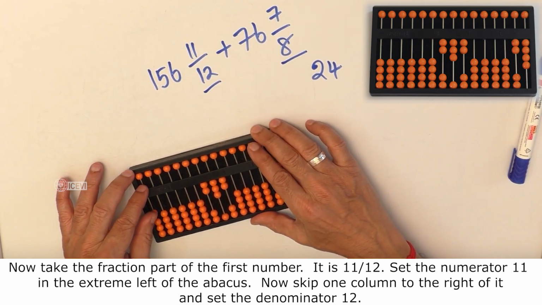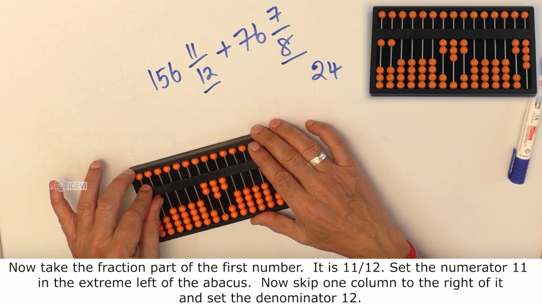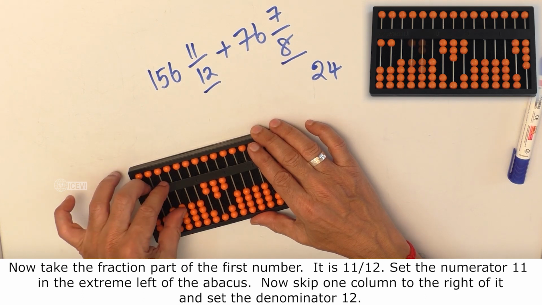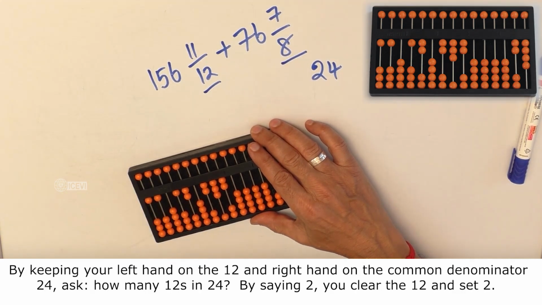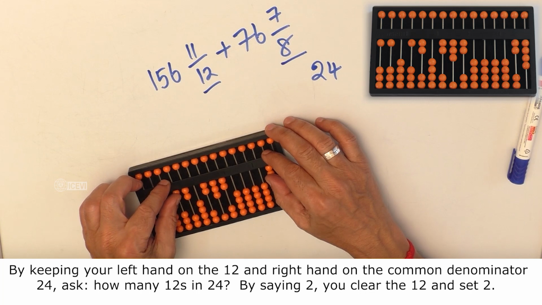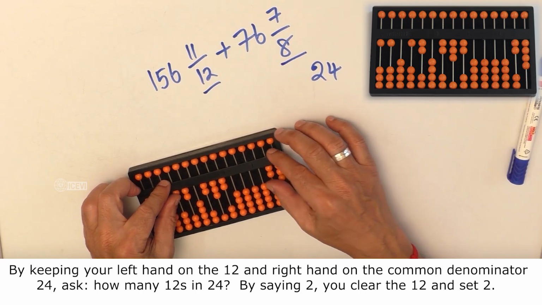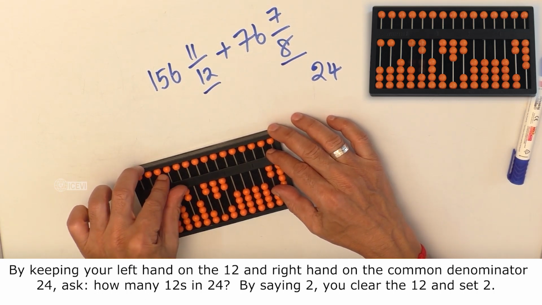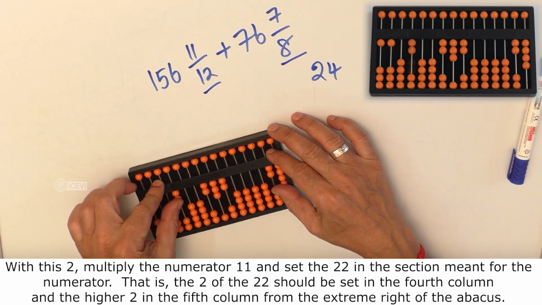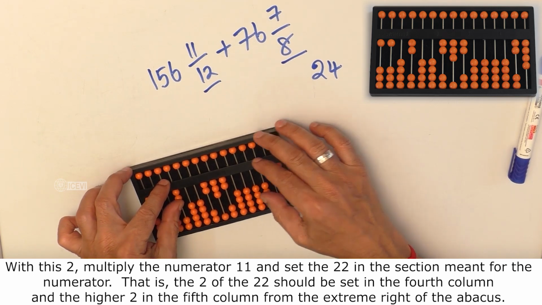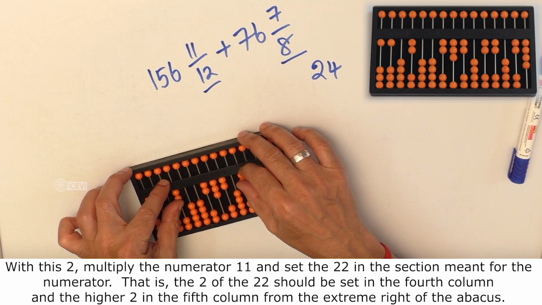Now, take the fraction part of the first fraction. It is 11 by 12. Set the numerator 11 in the extreme left of the abacus, skip one column to the right of it and set the denominator 12. By keeping your left hand on the 12 and right hand on the common denominator 24, ask how many 12s in 24. By saying 2, you clear the 12 and set 2.